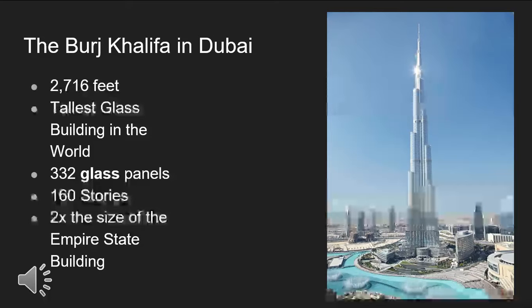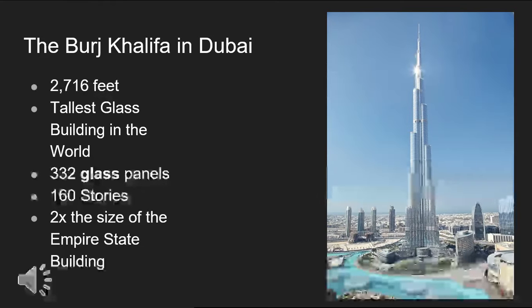After hearing all the different types of glasses, I would like to tell you about the Burj Khalifa in Dubai. Standing at 2,716 feet, it is the tallest glass building in the world. It has 332 glass panels made out of tempered glass, and it is also 160 stories, and it's actually 2 times the size of the Empire State Building. Just amazing what glass can do on a construction side, other than just being something that can shatter really easily.